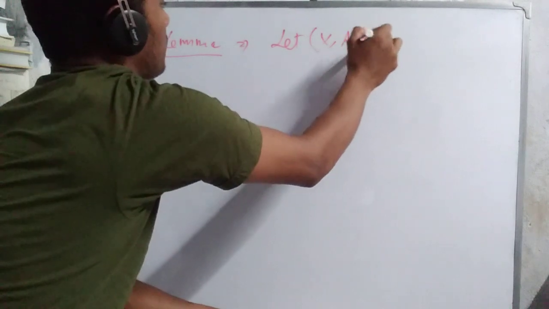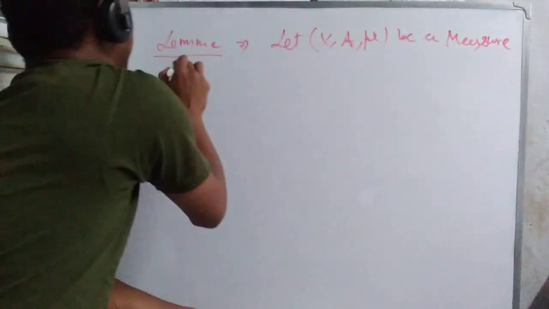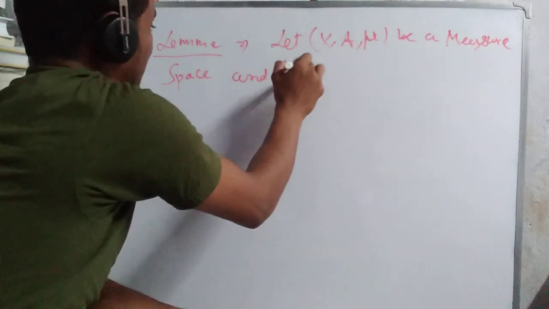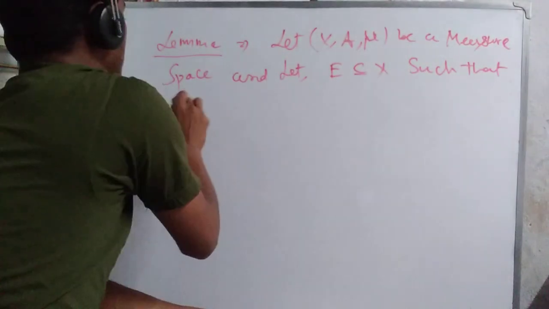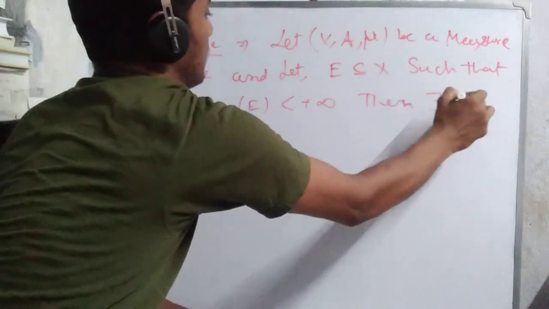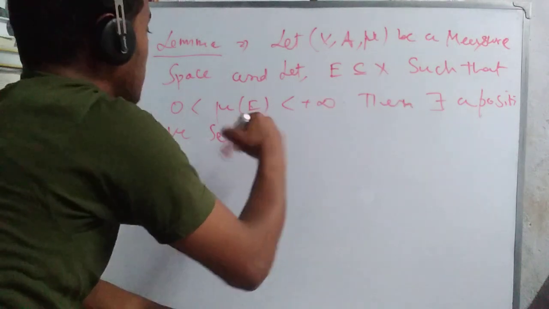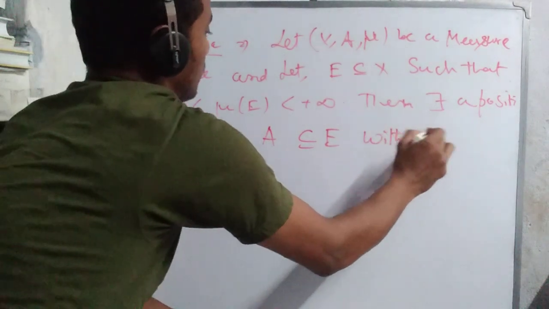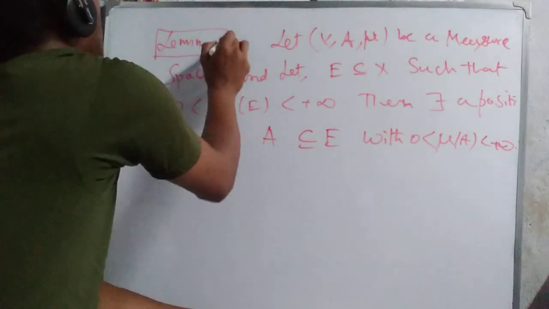Let (X, A, mu) be a measurable space or measure space. Then let E be a subset of X such that 0 less than mu E less than plus infinity. Then there exists a positive set. Which positive set? We construct A, which is a subset of E with 0 less than mu A less than plus infinity. This is the related lemma.